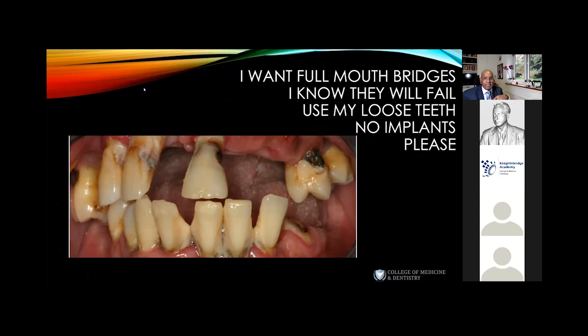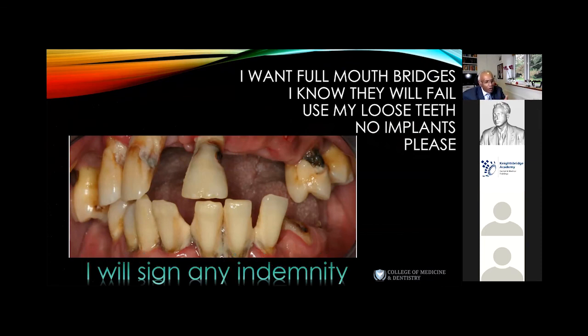I'll lose my teeth. I will sign any indemnity. And she signs, I know my teeth will fall out. I've insisted that you undertake the crown and bridge work. I am happy to pay for it. Here is the money up front. Please do the work. I absolve you from any litigation. Witness, signed, sealed, handed over.